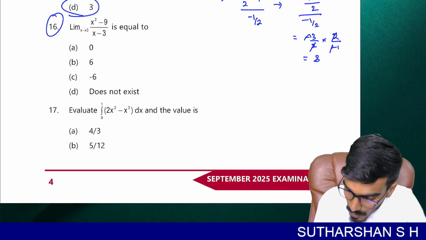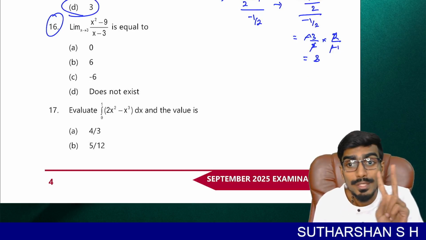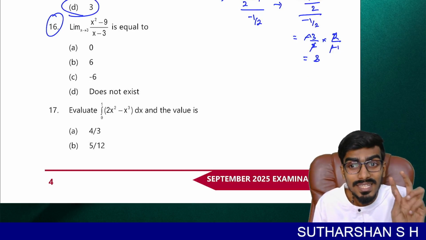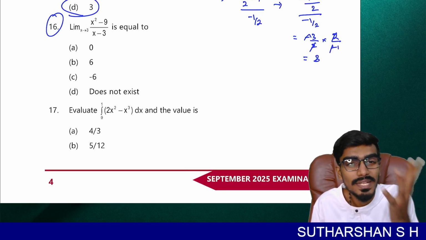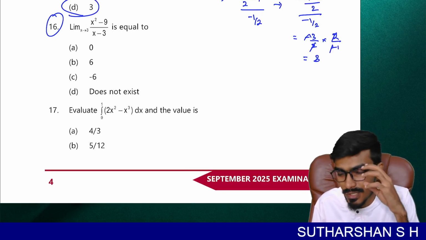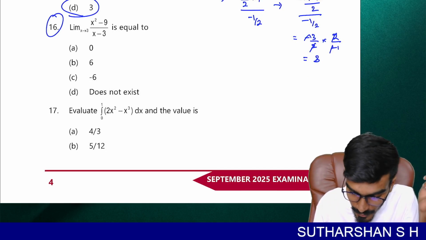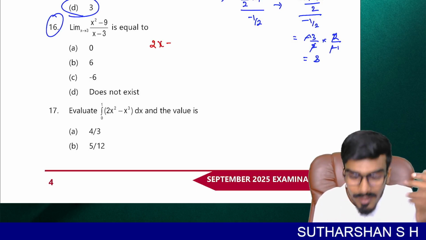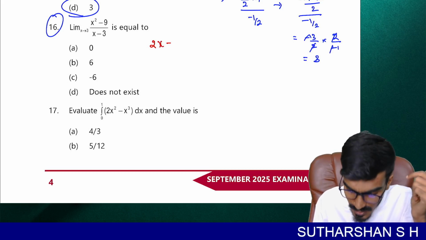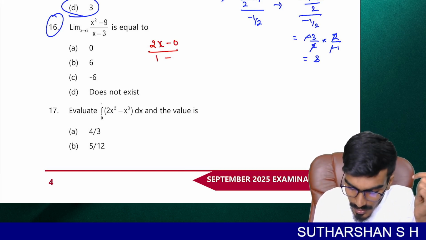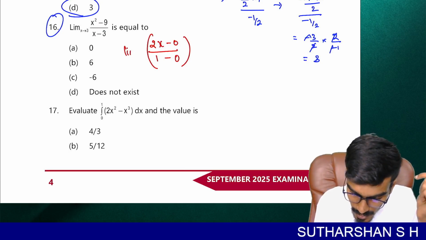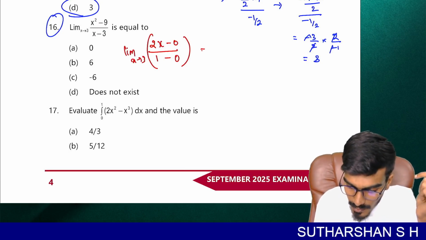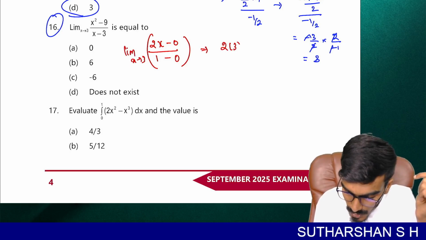16th one. What is the 16th one? The 16th one also I will do in a two-way approach. First thing, do the differentiation part. Do the derivative part. X square you can differentiate as 2x, the constant is 0, and x you can differentiate as 1. Then apply the limit x tends to 3. Then that is basically 2 into 3, which is equal to 6.